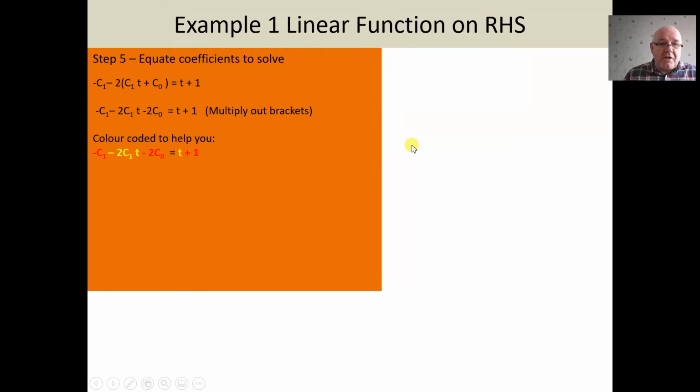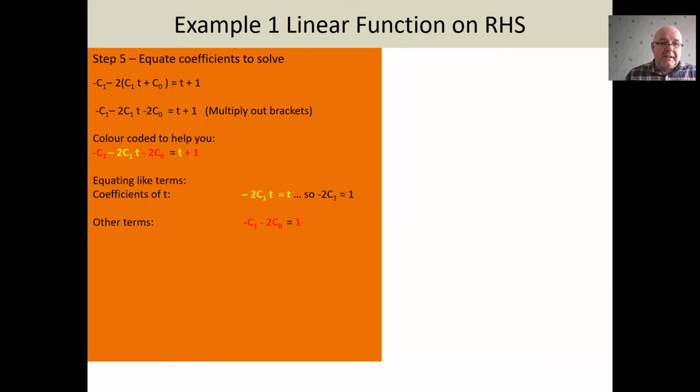And then I've just color-coded these to help you out. I've color-coded anything with a t in it as yellow, and anything else is red. So equate the yellow terms. Negative 2c1t is t, so negative 2c1 must be 1. And the other terms, the red terms, is negative c1 minus 2c0, and we know that must be 1.